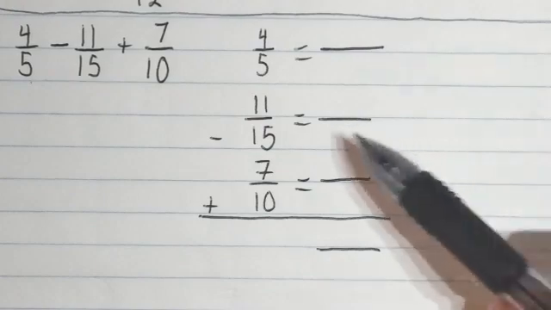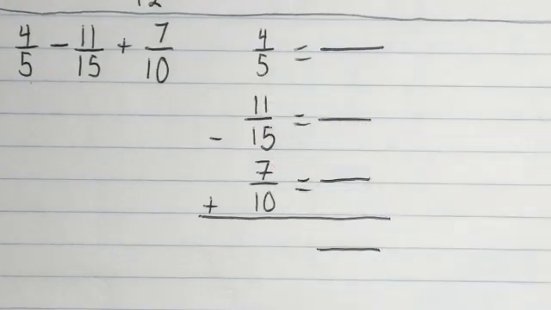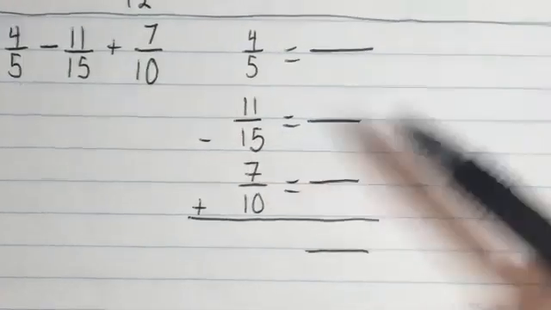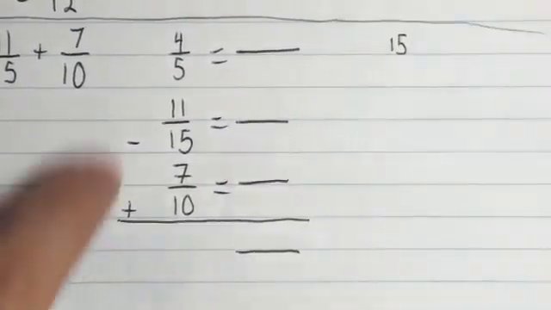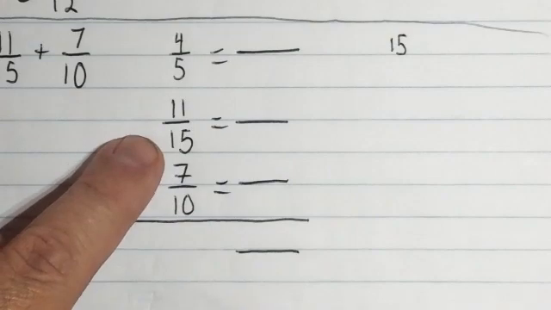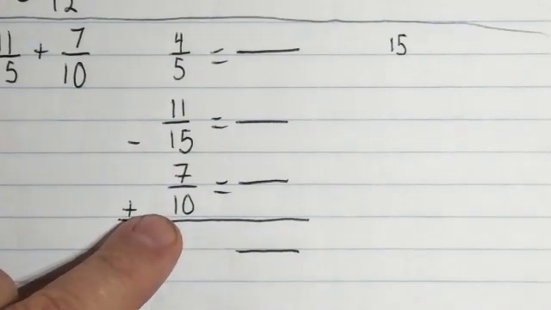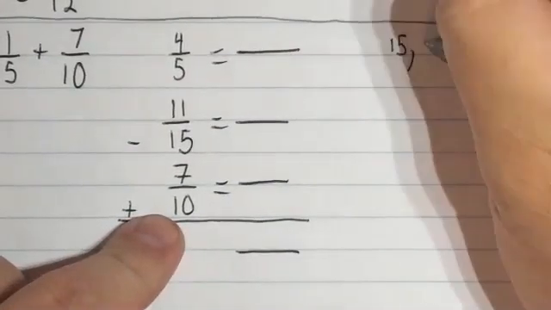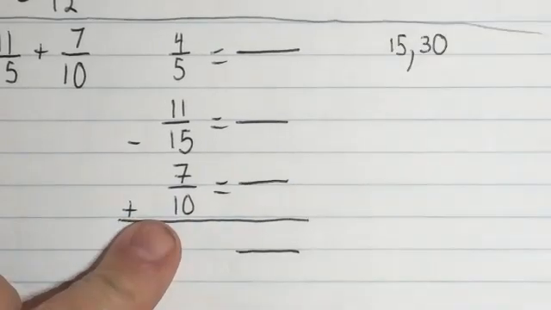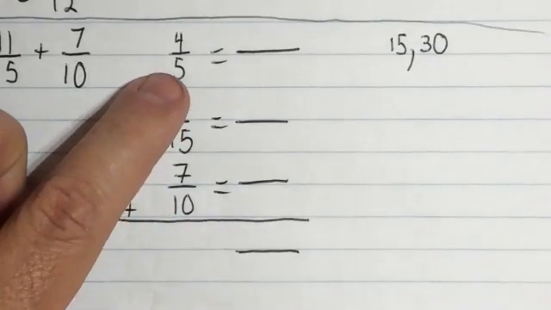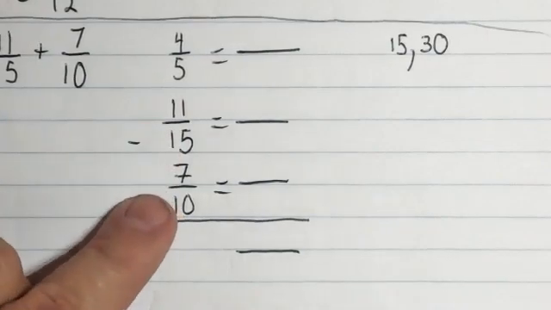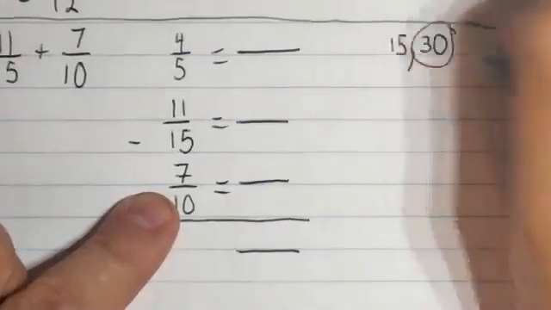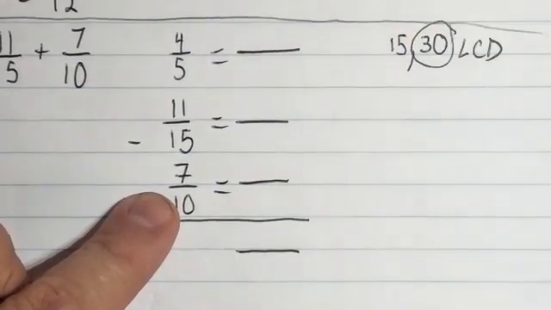I'm going to start, what's the biggest number of 5, 15, and 10? The answer is 15. So I'm going to start with 15. Well, 5 goes into 15, and 15 goes into 15, but 10 won't go into 15. So I can't use that. The next multiple of 15 is 30. Well, 5 will go into 30. 15 obviously goes into the 30, and 10 will go into 30. So that is going to be my lowest common denominator, my LCD. So I'm going to use 30.